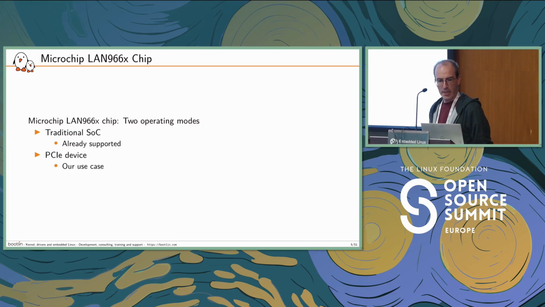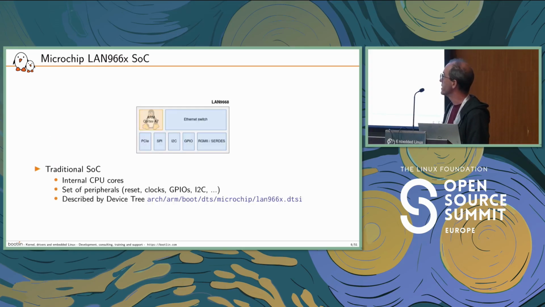So Microchip proposes this chip in two modes. The first one is the traditional SoC, which is already supported with all drivers available. Everything's working, and the second one is as a PCI device. This is our use case.